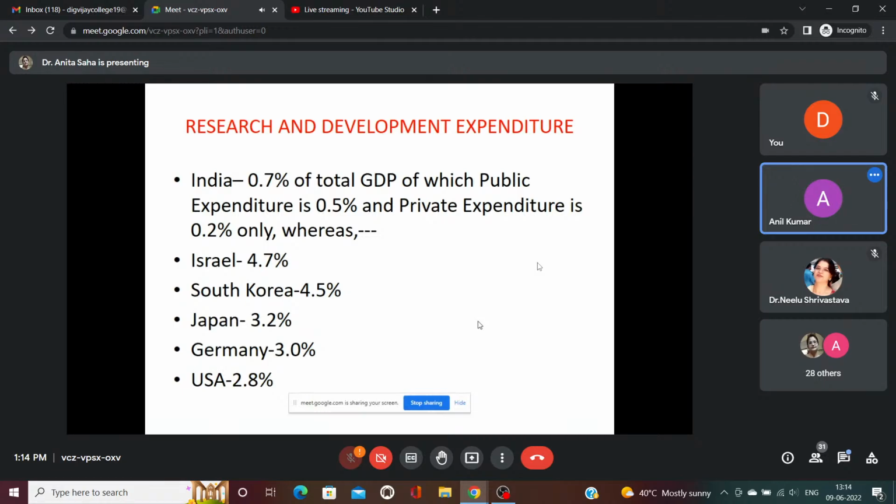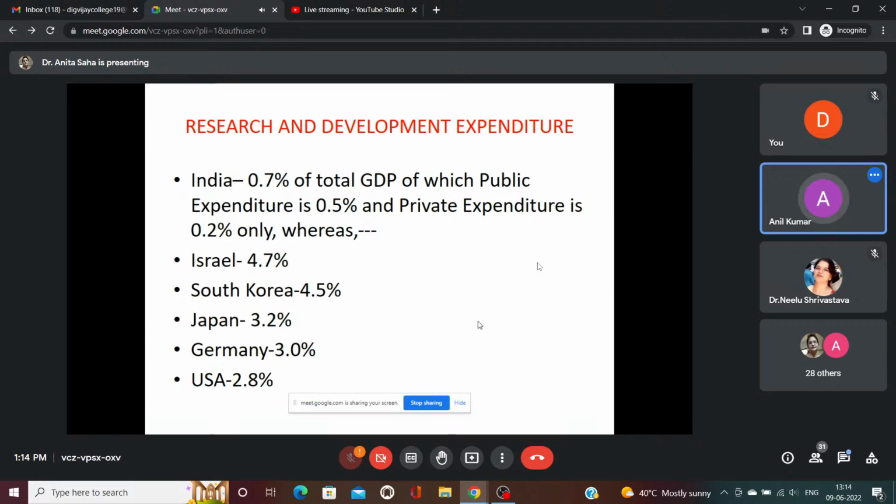In Israel, a very small country, they are spending 4.7% of the total GDP. Just after Israel, 4.5% of total GDP has been sanctioned for South Korea.